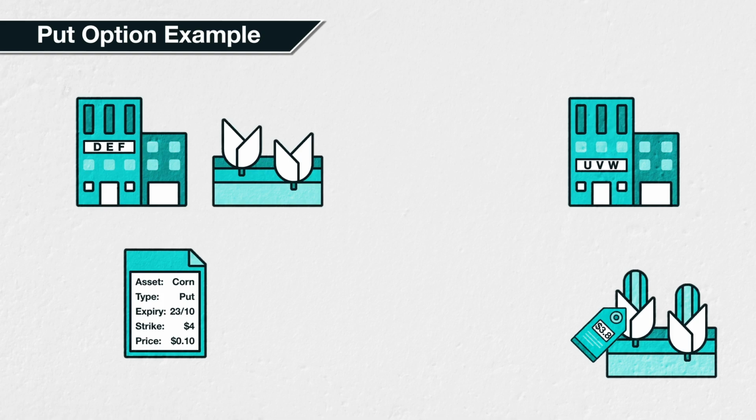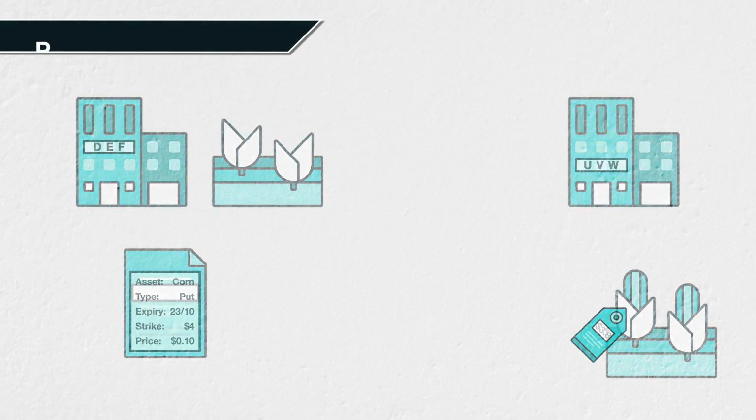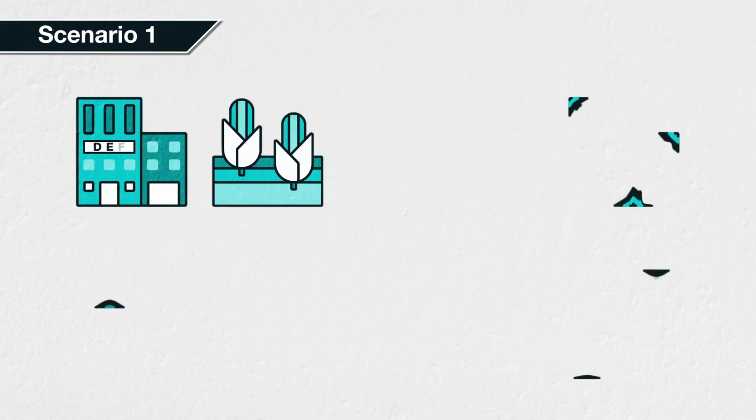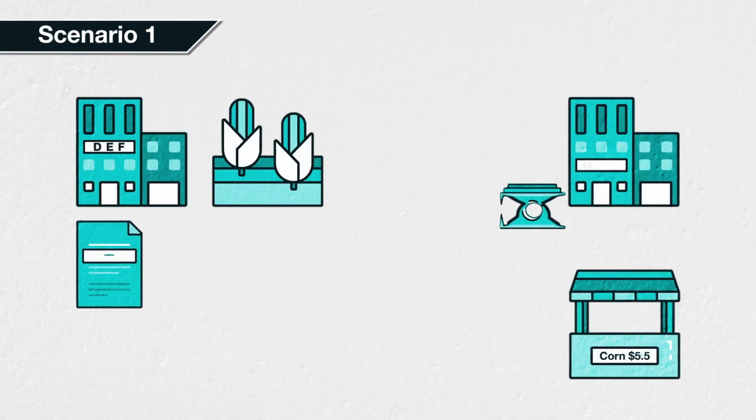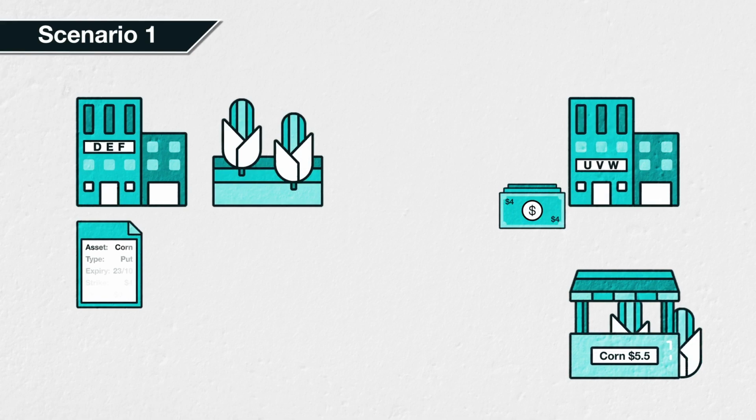Let's have a look at what effect buying this put option will have for DEF based on 3 different prices of corn on October 23rd. Scenario 1. The price of corn has increased to $5.50 per bushel on October 23rd. DEF is now ready to sell their corn. The put option gives them the right to sell their corn to UVW for $4 per bushel. However, because it's possible to sell the corn at $5.50 per bushel in the open market, there is no point in exercising that right.